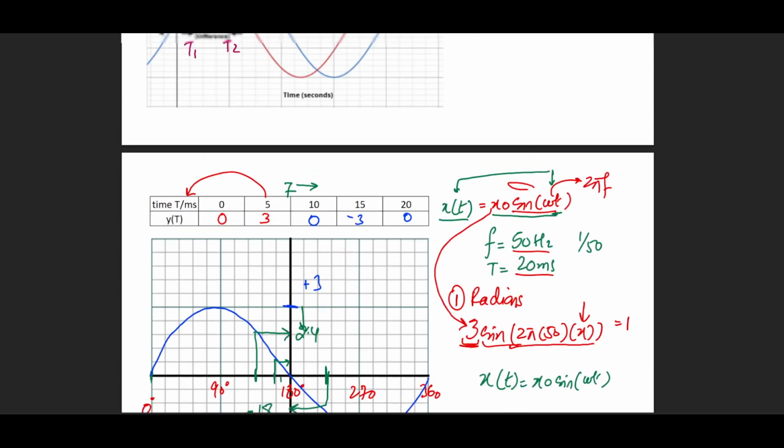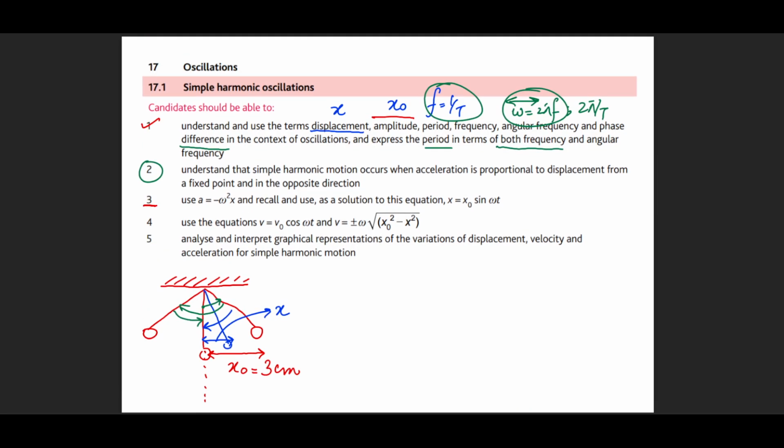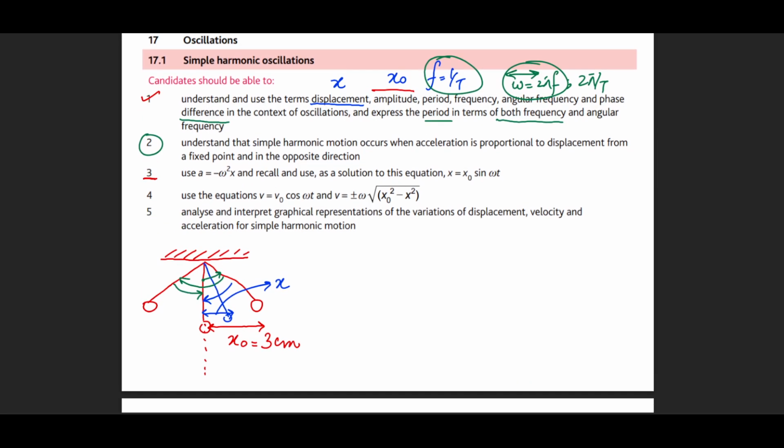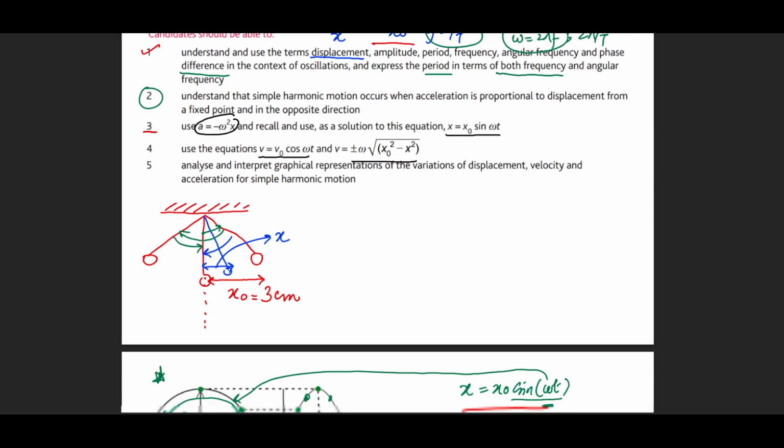Now let's go back to simple harmonic motion. That was point number 2. So we've understood what is x naught omega sine, right? We've understood the velocity equations as well. We are skipping these displacement equations for now deliberately. We'll get to that later. Let's do point number two, that is simple harmonic motion.